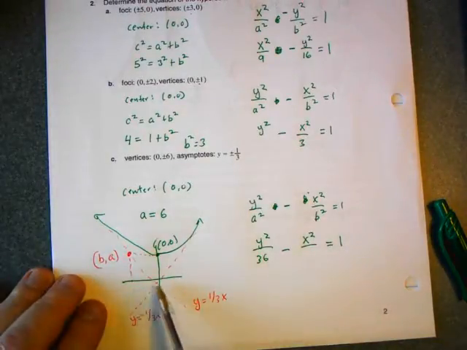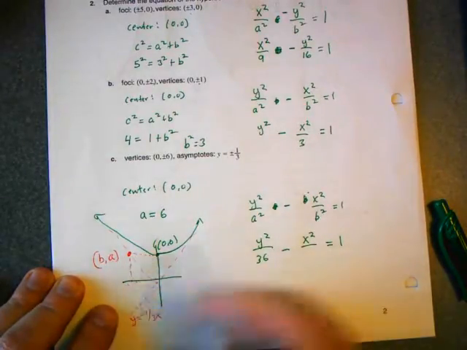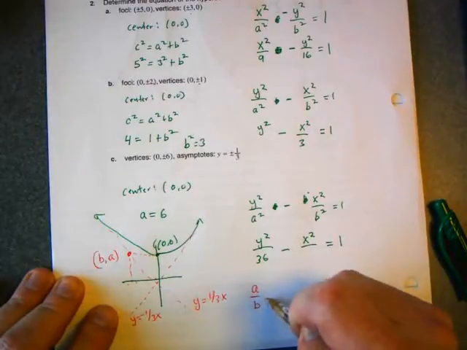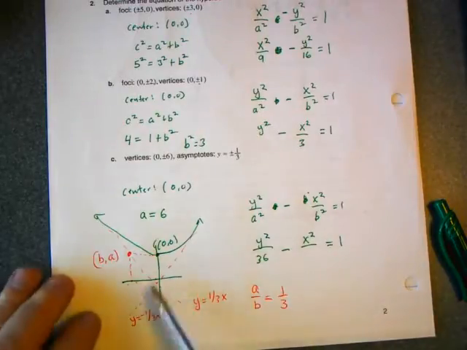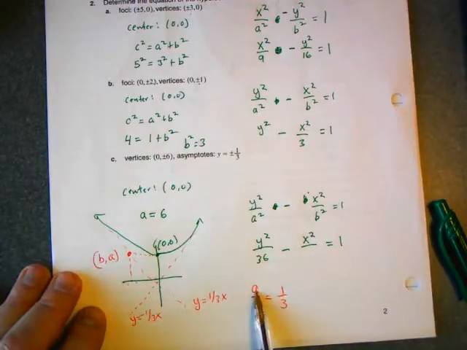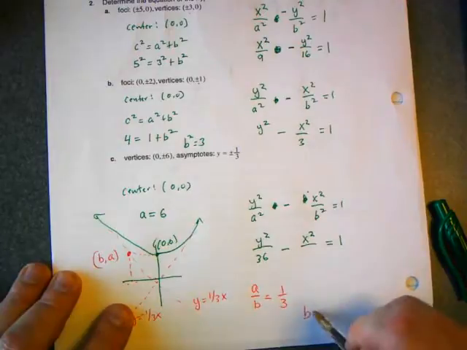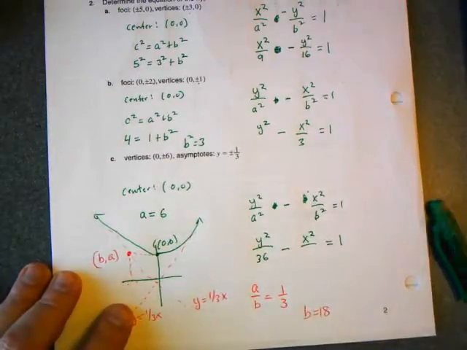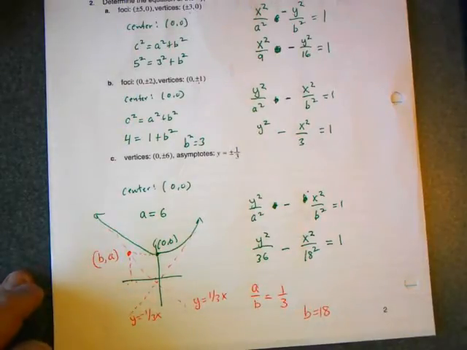So, what's the slope of this line? It's A over B. So A over B has to be 1/3 because the slope is 1/3. But we know the A number. A is 6. So B has to be 18. B has to be 18 in this problem. So that has to be 18 squared, whatever that is, down there on the bottom.